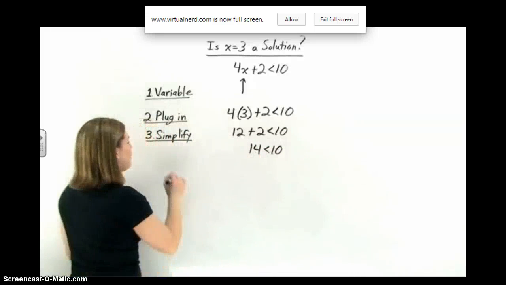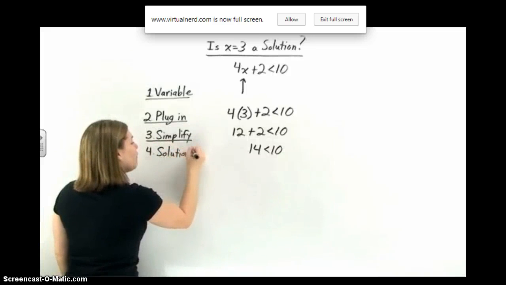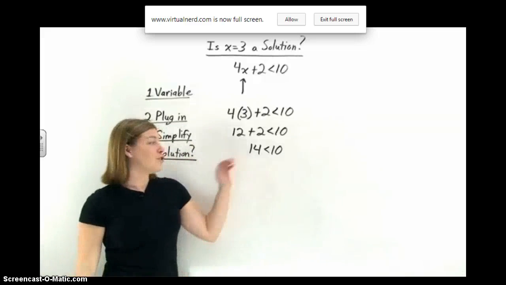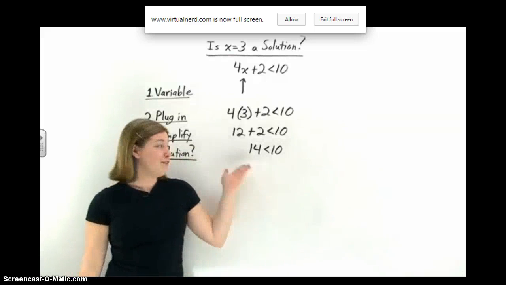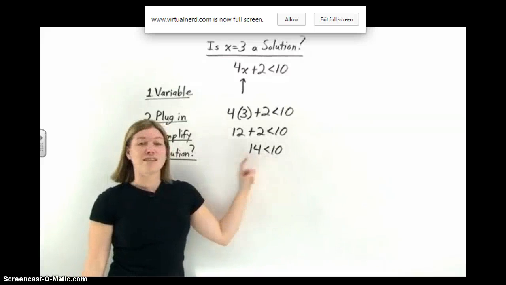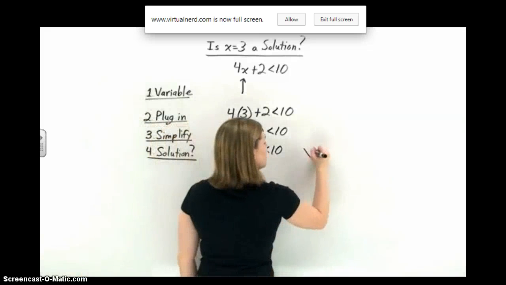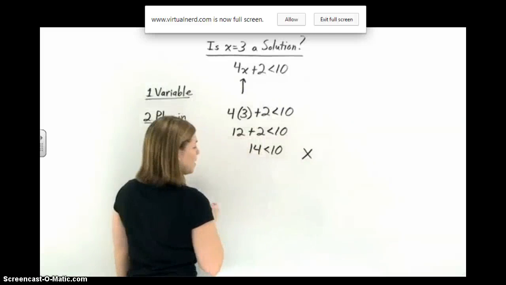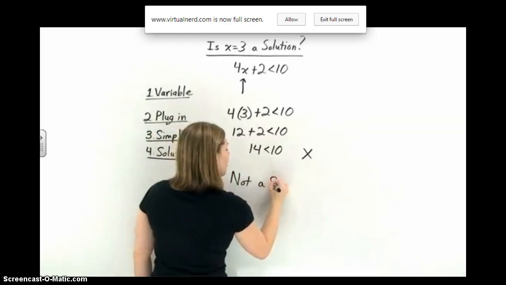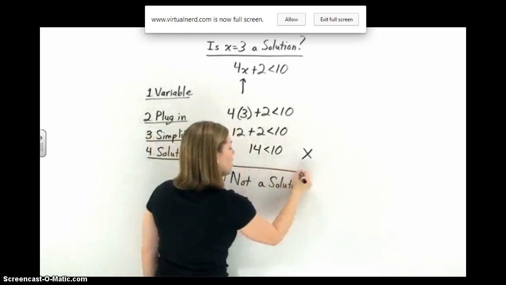Now that we've fully simplified, we need to take a look at what we got. From that, we can figure out if x equals 3 is a solution to the inequality. If this is a true statement, 3 is a solution. If this is a false statement, 3 is not a solution. Well, is 14 less than 10? No, it's not. 14 is not less than 10. It's bigger than 10. This is a false statement. So that means that no, x equals 3 is not a solution to the given inequality.